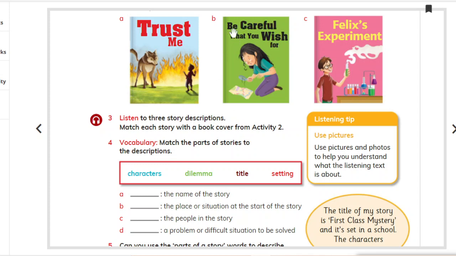Here, the title is: Be Careful What You Wish For. It is about Layla and her dad. She's trying to find her dad. Okay, he's missing. Now, here the title is Felix's Experiment, and the setting is his house. The character is Felix, and the problem is he has found a superhero power chemical which gives him superhero powers, but that can be a problem as well. Okay, so that is how you look at a cover and decide what kind of story it is.